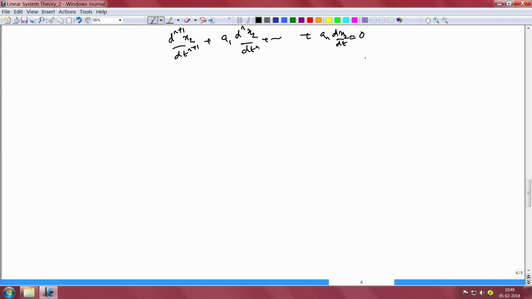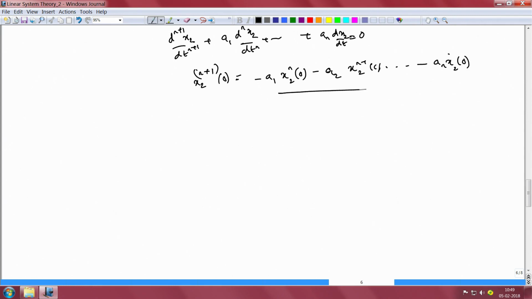Now, if I evaluate the n plus 1th derivative of x2 at time t equal to 0, I would get that to be equal to minus a1 times the nth derivative of x2 at time t equal to 0 minus a2 times the n minus 1th derivative of x2 at time t equal to 0, and so on and so forth, minus a n times x2 dot at time t equal to 0. Once again, we see that all the terms on the right hand side are 0. So, I would get that the n plus 1th derivative of x2 is also equal to 0.